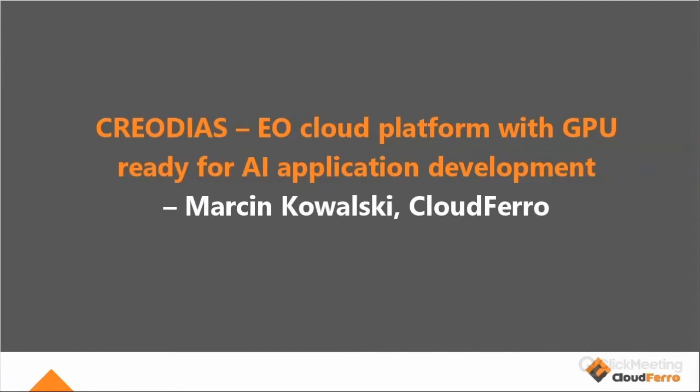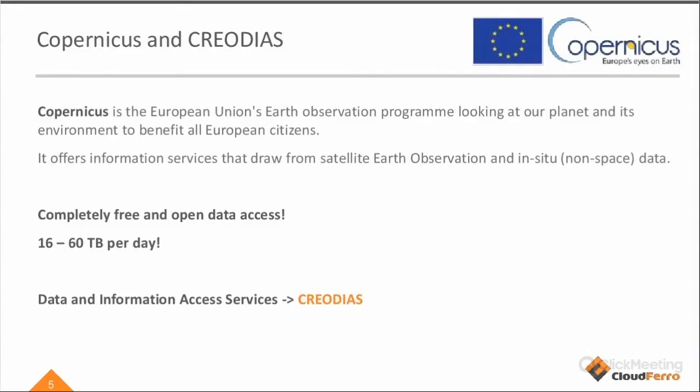Firstly, CREODIAS, your cloud platform with GPU ready for AI deployment and application development. CREODIAS is a DIAS which hosts Copernicus data and Earth observation data with available on-site processing. We add from 16 to 60 terabytes of new Earth observation data to our public repository daily, so the data is very much growing. And we focus on the data being ready for immediate processing, so that you can use the data just online from the DIAS to do the processing.